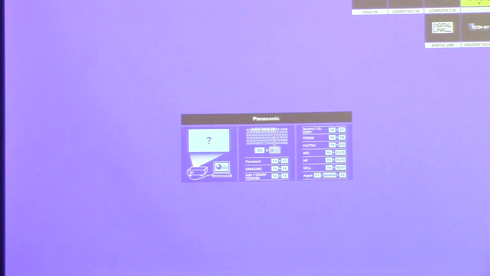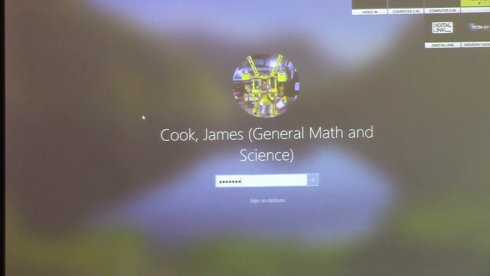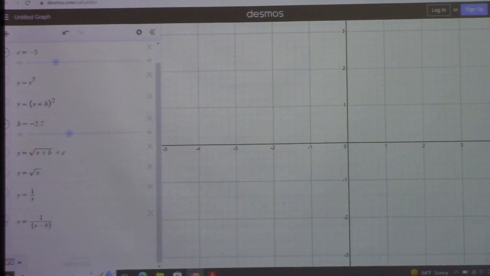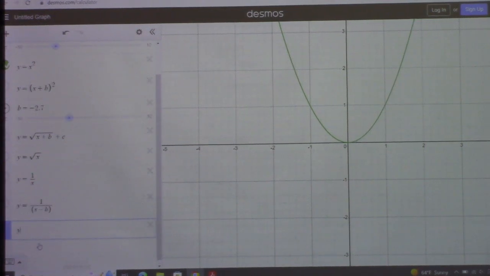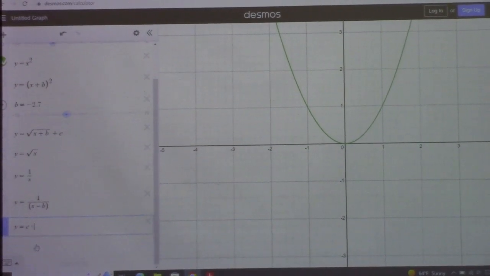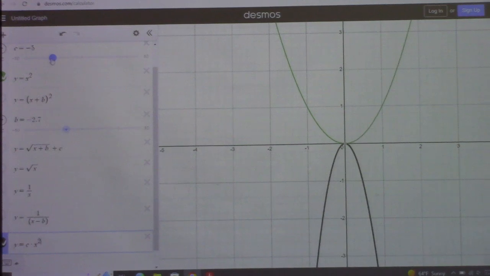There was one other thing. What happens if you multiply, like y equals c times x squared? What's that do? So the multiplied graph is in black. Do you see what happened here? So the number I'm multiplying, c, is minus 5 at the moment.